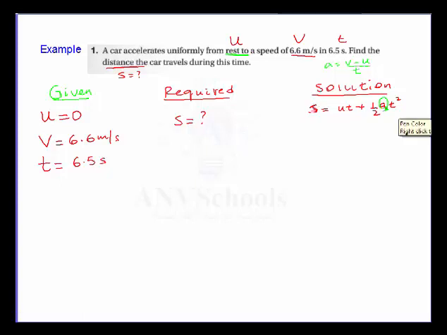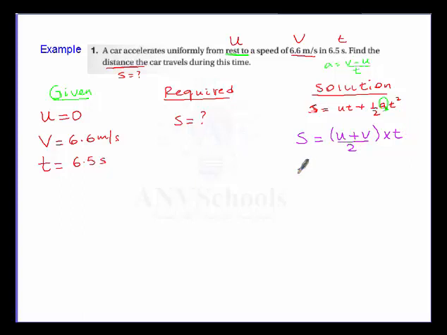The second way is, I know the formula s is defined as average speed times time. That's v final plus initial speed divided by 2, multiplied by t. It will be better to use this formula because I know the initial speed, the final speed, and t is also given. So I can easily calculate the total distance traveled by the car.